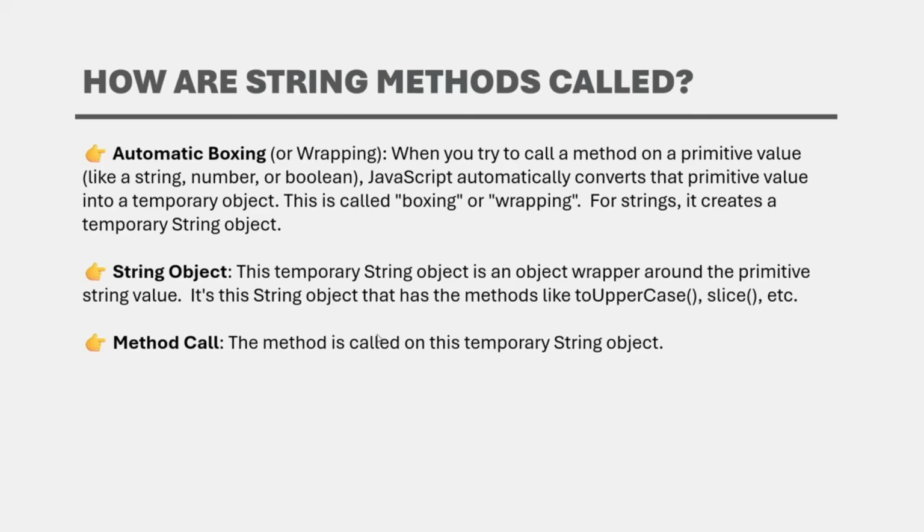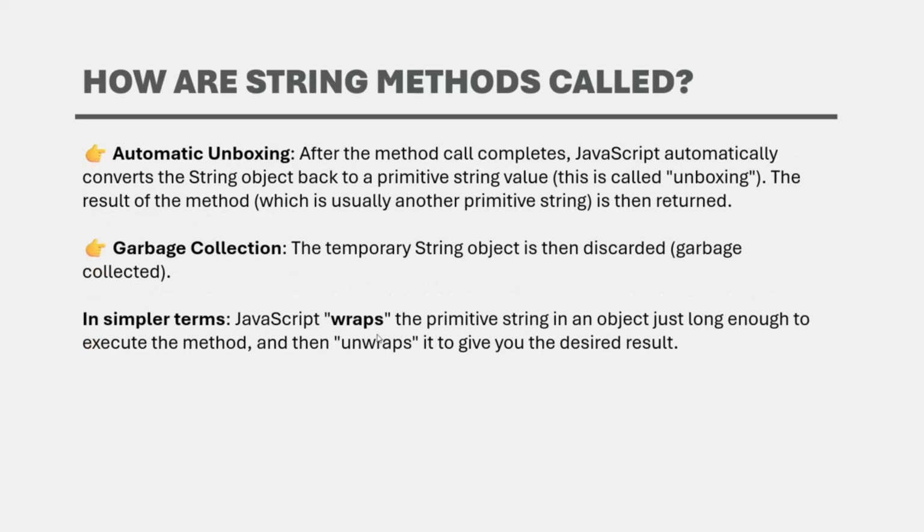And after that method is called, the method is going to return us a result. So after the method has completed its call, JavaScript automatically converts the string object back to a primitive string value. And this is called unboxing. So the process of converting object type to primitive type is called unboxing. The process of converting primitive type to object type is called boxing.